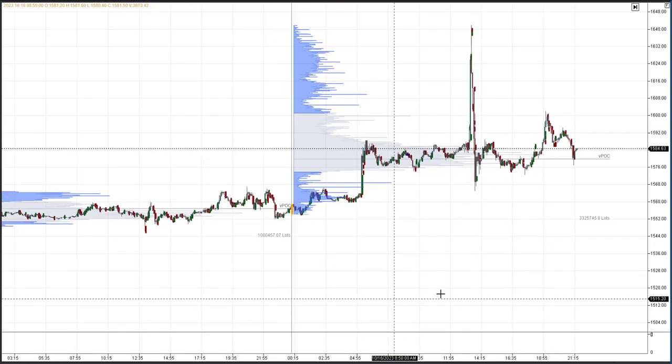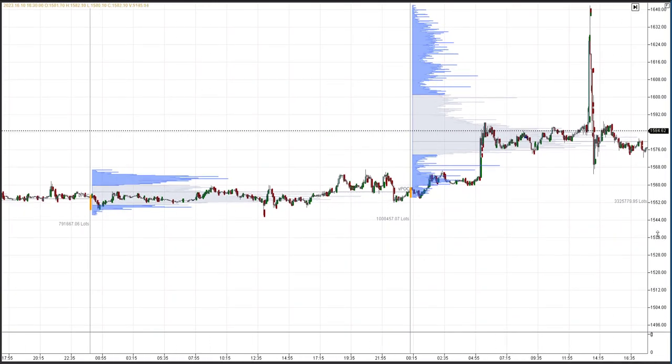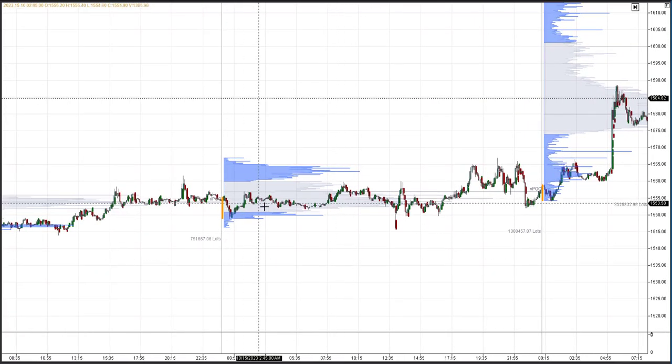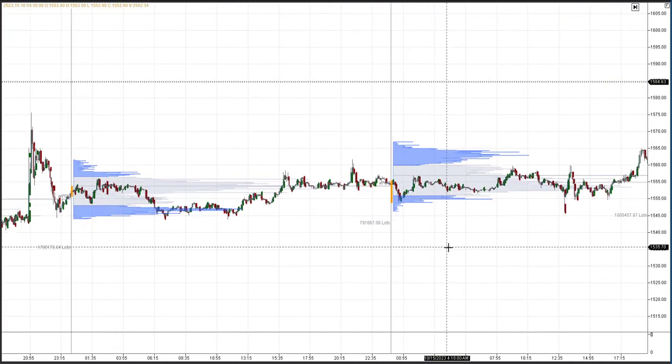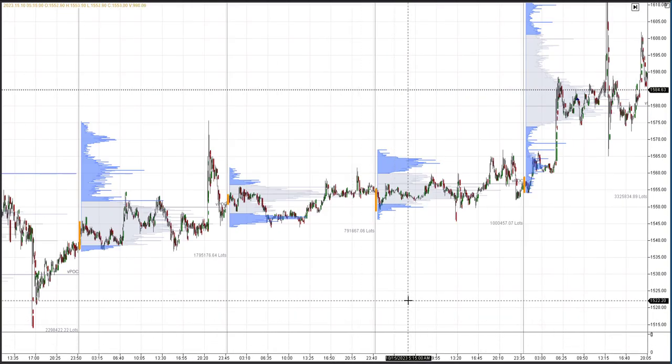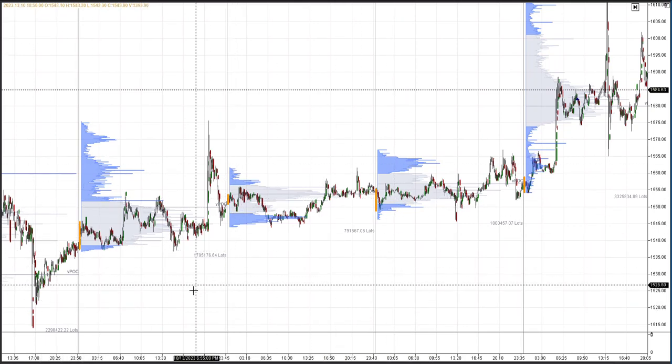Now if you look at yesterday's area, you could see that the shape was different and the gray area was in the middle. So it depends on the distribution of the volume and how the price moved, and how the volume was distributed on that day, and this shape changes.